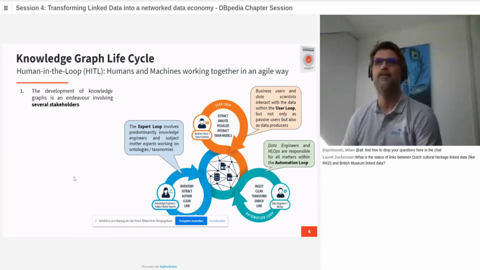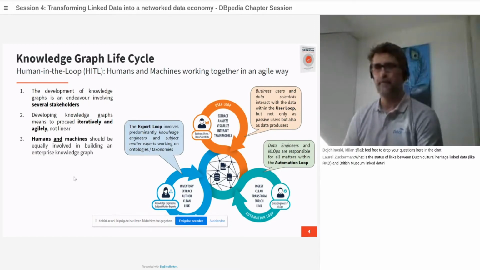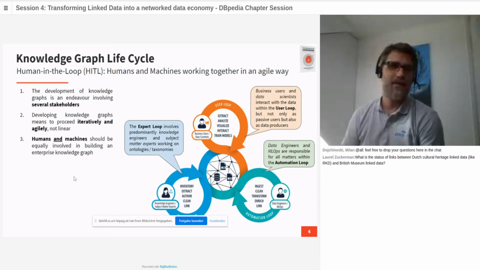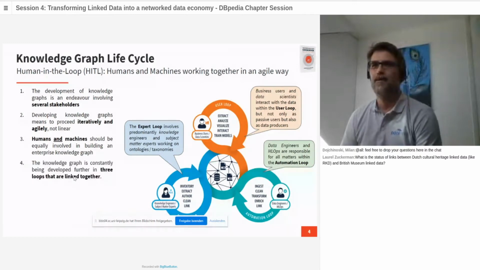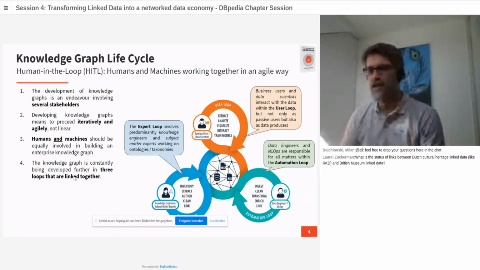And here we have a little bit of a summary. So it's very important that a knowledge graph is involving several stakeholders. It's not a one-man show exercise usually. When you develop it, it is an exercise that should be iterative and agile. It's not a linear thing. You have to react to a dynamic environment in your data and your organization. It's important to involve humans and machines and not only one part of this. And then we see these three loops, and here bullet point number 4 says the knowledge graph is constantly developed, and it brings these three loops together and these three kinds or types of stakeholders.